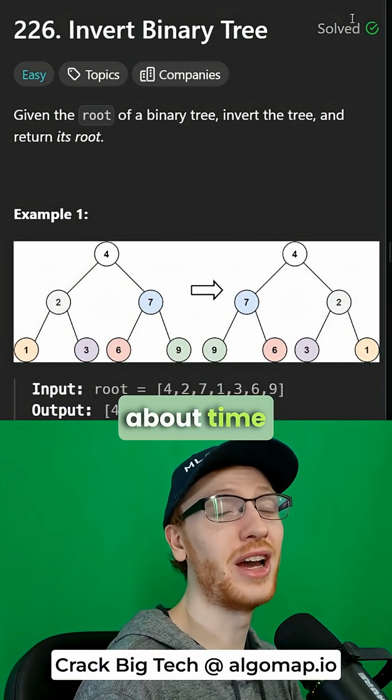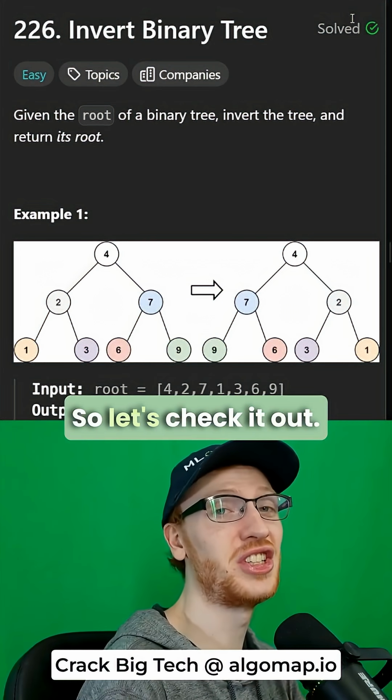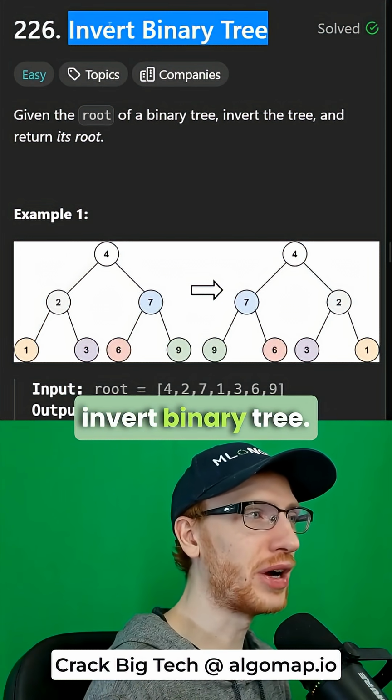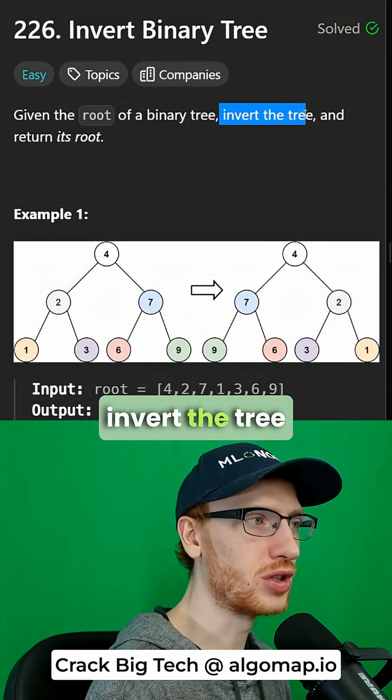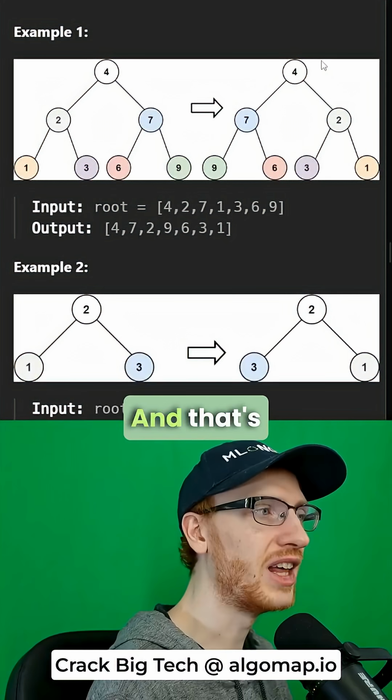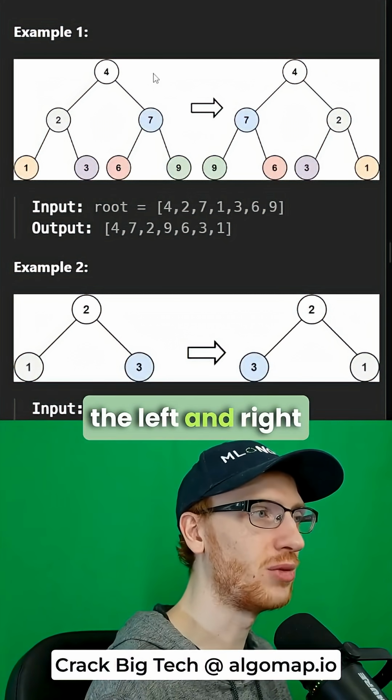I think it's about time I gave you guys an easy question, so let's check it out. The problem is called invert binary tree. So given the root of a binary tree, we need to invert the tree and then return that tree's root. And that's accomplished by switching the left and right branches.